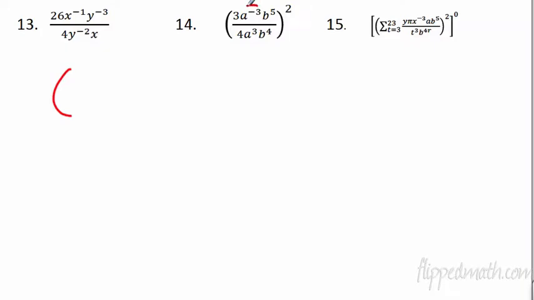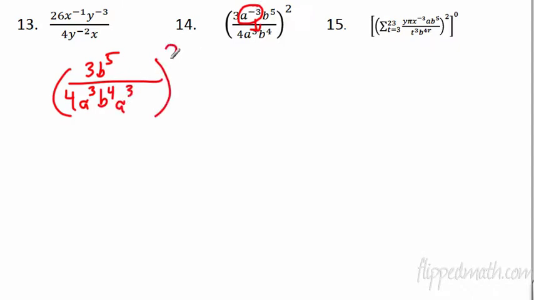I see this negative. I'm going to work this out here. That's negative. Let's bring him downstairs. I'm not going to change anything else. So we get 3b to the 5th, all over 4, that was a to the 3rd, b to the 4th. That was there, and now I'm bringing that a to the negative 3 downstairs, and it becomes a to the positive 3. The whole quantity is going to be squared.